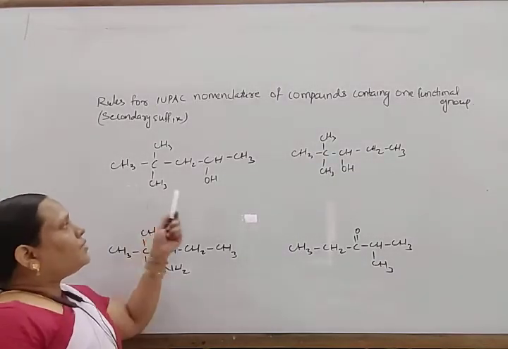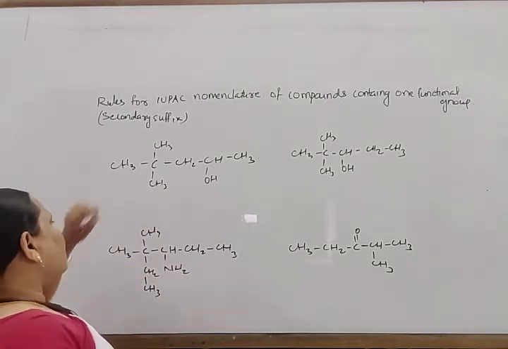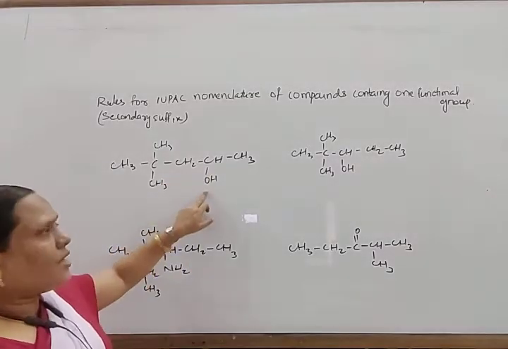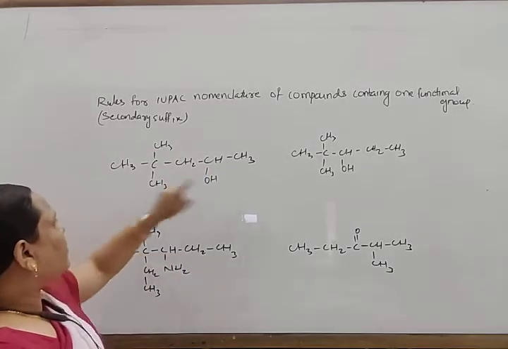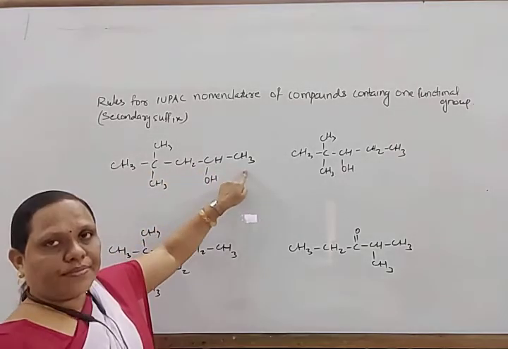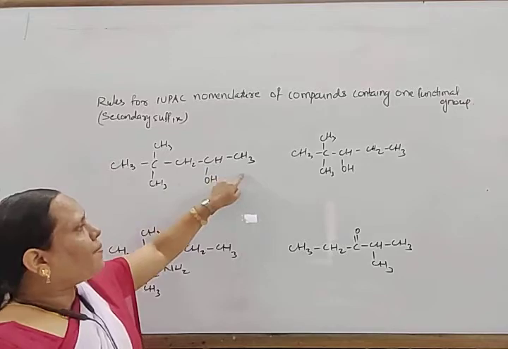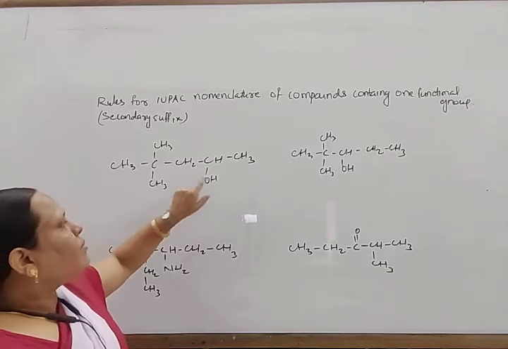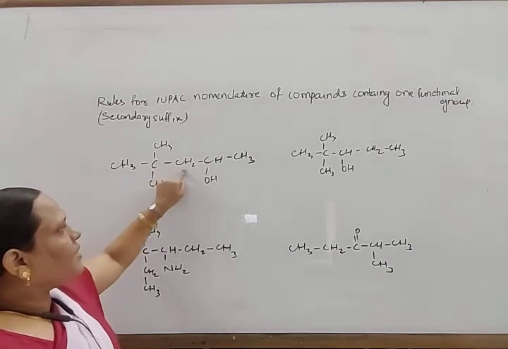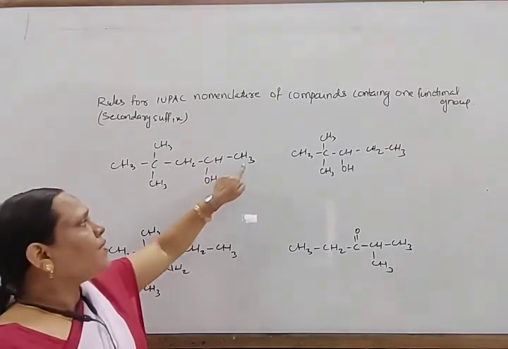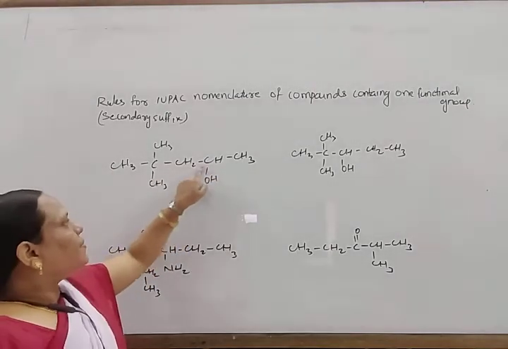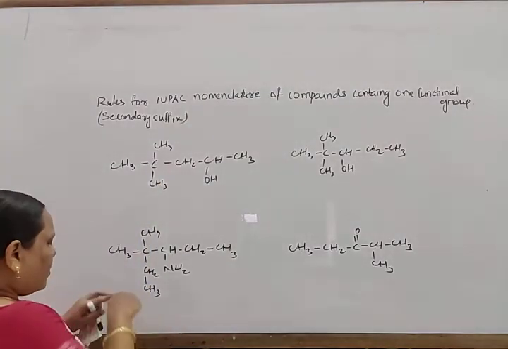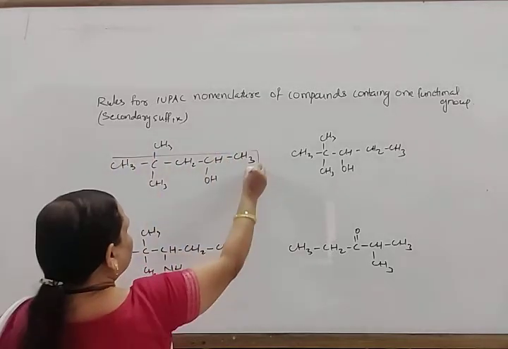Now look here, how to write the name of this compound. Here you have to choose the long chain containing the functional group, which is OH. If you count from one side, 1, 2, 3, 4, the OH group is at position 4. But if you count from the other side, 1, 2, 3, 4, 5, the OH is at position 2. So the long chain containing the OH group, the parent chain, is this one.